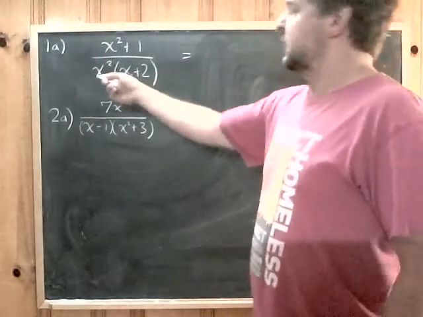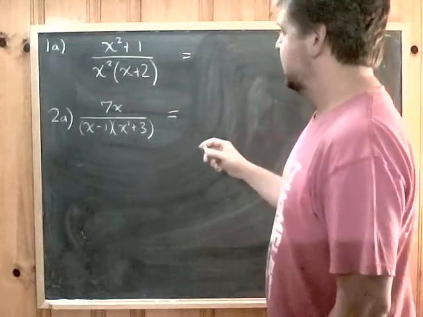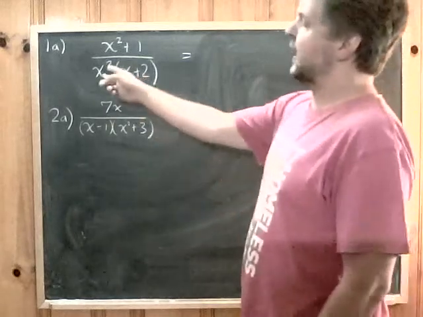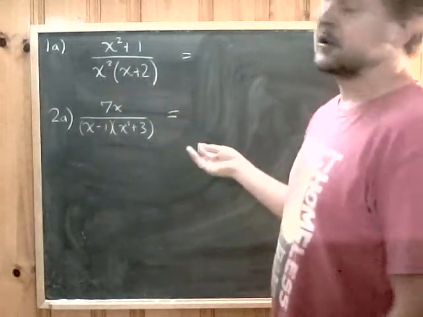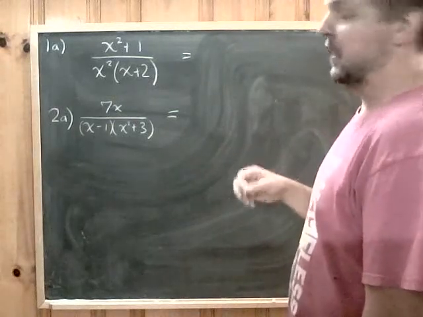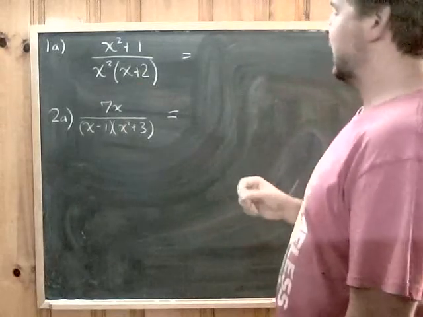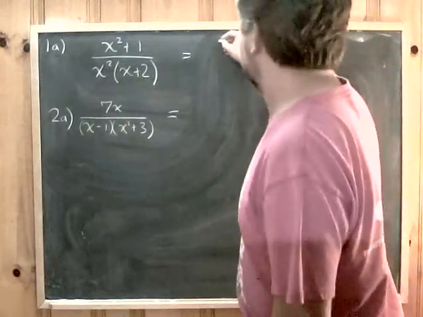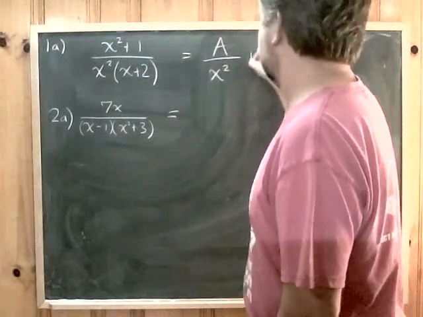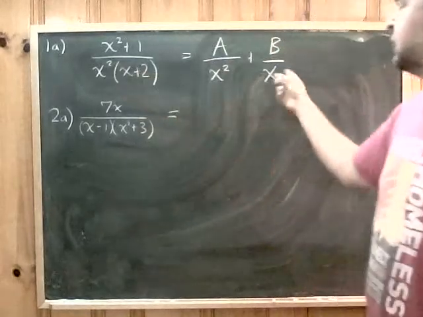The main thing is to look at the denominator. It's already factored for us. So I need a fraction for each of the factors. And if there's a double factor like x squared, I'll need to use it twice. Whenever there's a power on a factor, I'll have to use all the powers of that factor. So for instance, I would have A over x squared plus B over x. Since there's an x squared, I need both of the powers.